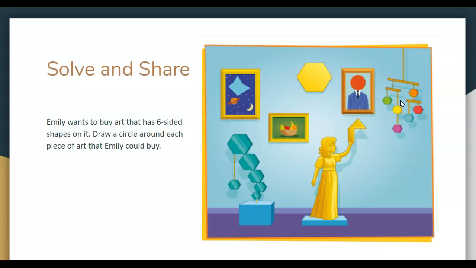Take a look closely at each of the pieces of art so that you can see if there are any maybe hidden six-sided shapes. They may not look exactly like a hexagon, so have a sharp eye as you're looking through that and circling on your paper.